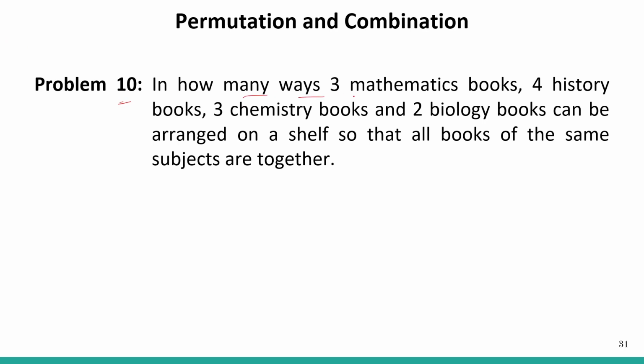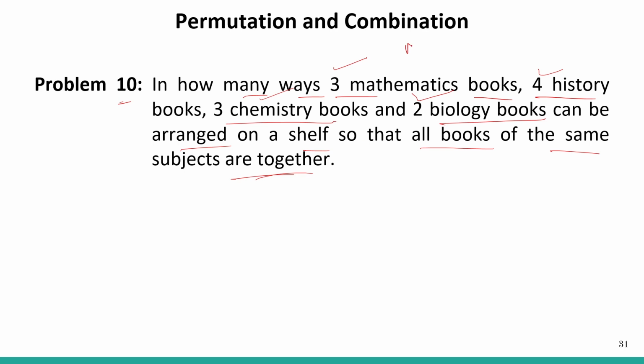Okay, so problem number 10. In how many ways can 3 mathematics books, 4 history books, 3 chemistry books and 2 biology books be arranged on a shelf so that all the books of the same subject are together? So basically 3 mathematics books, 4 history books, 3 chemistry books, 2 biology books are there. All the books of the same subject should be considered as one.